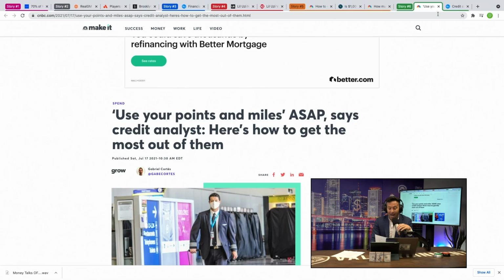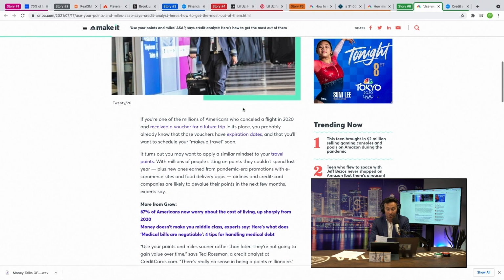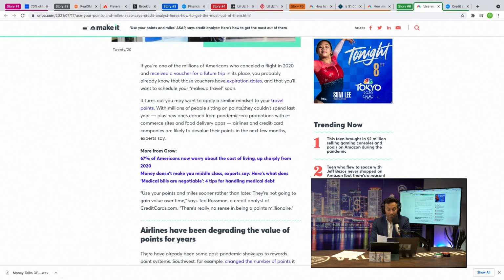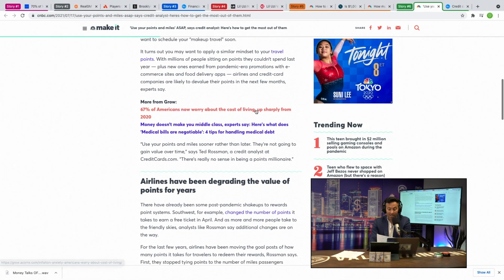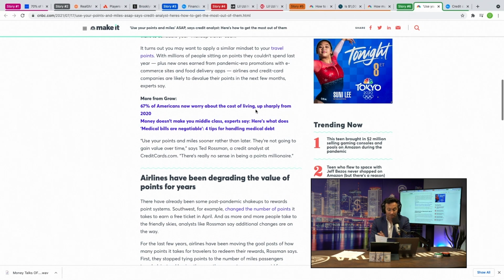Everyone needs a vacation, that's for sure. But here's the advice if you're going to take a vacation. This is also an article from CNBC. They said, use your points and miles ASAP, says a credit analyst, and here's how to get the most out of them. With millions of people sitting on points that they couldn't spend last year, plus new ones they've earned from the pandemic-era promotions, airlines and credit card companies are likely to devalue their points in the next few months, experts say. So save that money and spend those points.